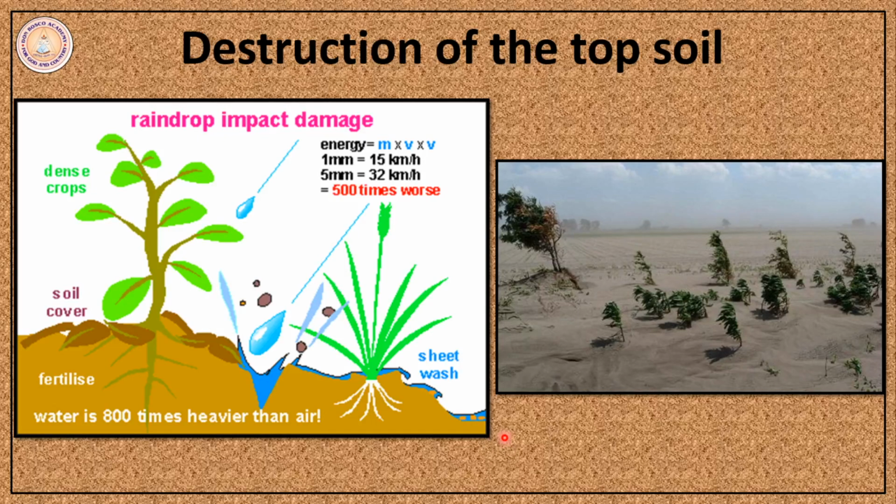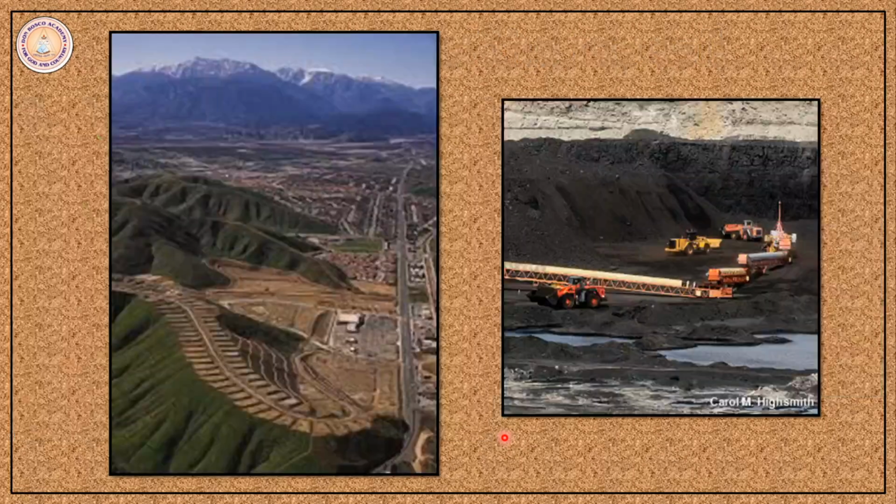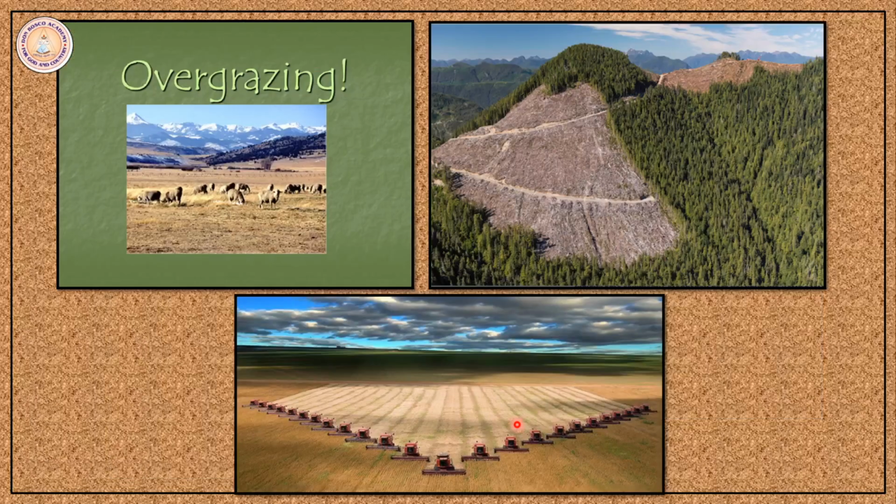The removal of the soil layer is also due to the mining effects which human beings are carrying on, and also several other activities which humans are responsible for. Deforestation, overgrazing, unplanned mining activities, wrong farming practices all contribute to soil erosion.